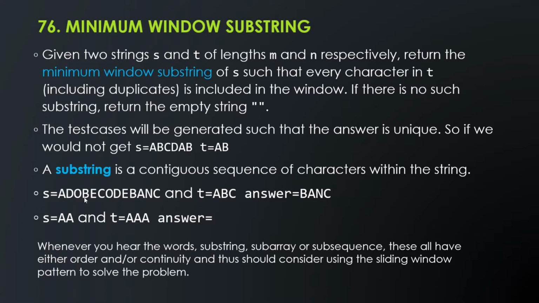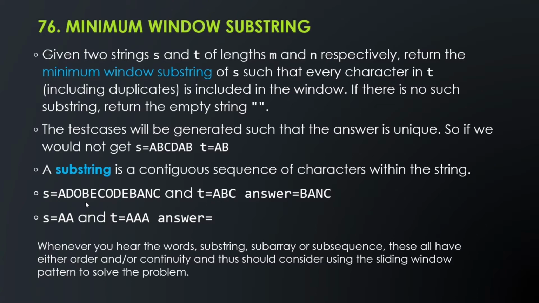Let's look at an example. If we have the string s is equal to ADOBECODEBANC and t is equal to ABC, we're going to get an answer of BANC. Looking at this string s, we have ADOBEC, with C in it. A, B, and C are all included. What we need in t is all included.